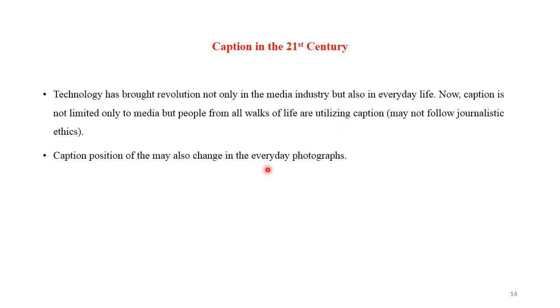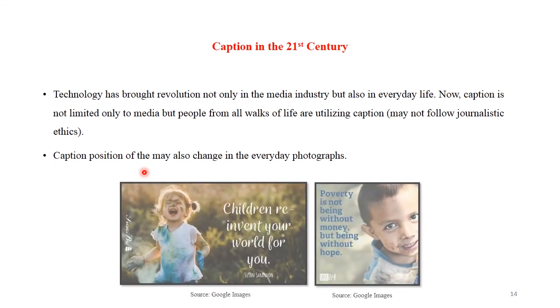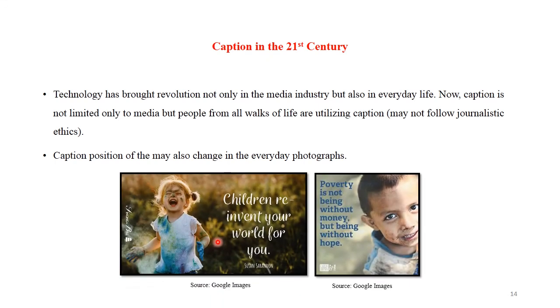And similarly, the positions of the text are changing tremendously because now the authority is in the hands of the customers, right? See these photos, this one, the first one, with a child: children reinvent your world for you. Right. So what will you call this statement? Will you call it simply a text, or will you call it a caption, right? If you want to specify this caption with the media industry, then it's okay, it's fine. But because of this technology, as we have spoken, the boundaries have blurred, right? So what do you think about it?